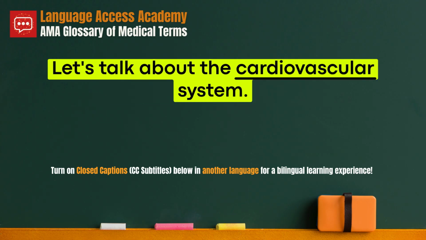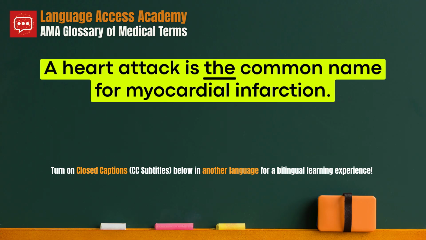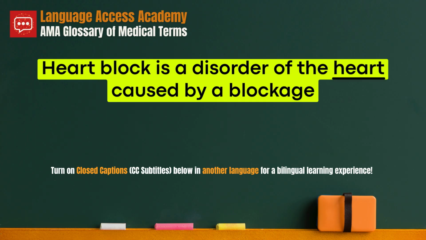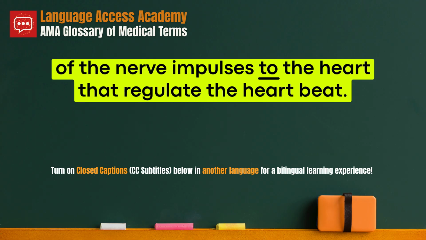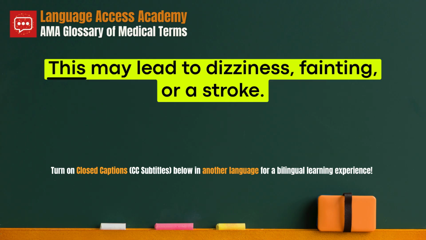Let's talk about the cardiovascular system. A heart attack is the common name for a myocardial infarction. Heart block is a disorder of the heart caused by a blockage of the nerve impulses to the heart that regulate the heartbeat. This may lead to dizziness, fainting, or a stroke.